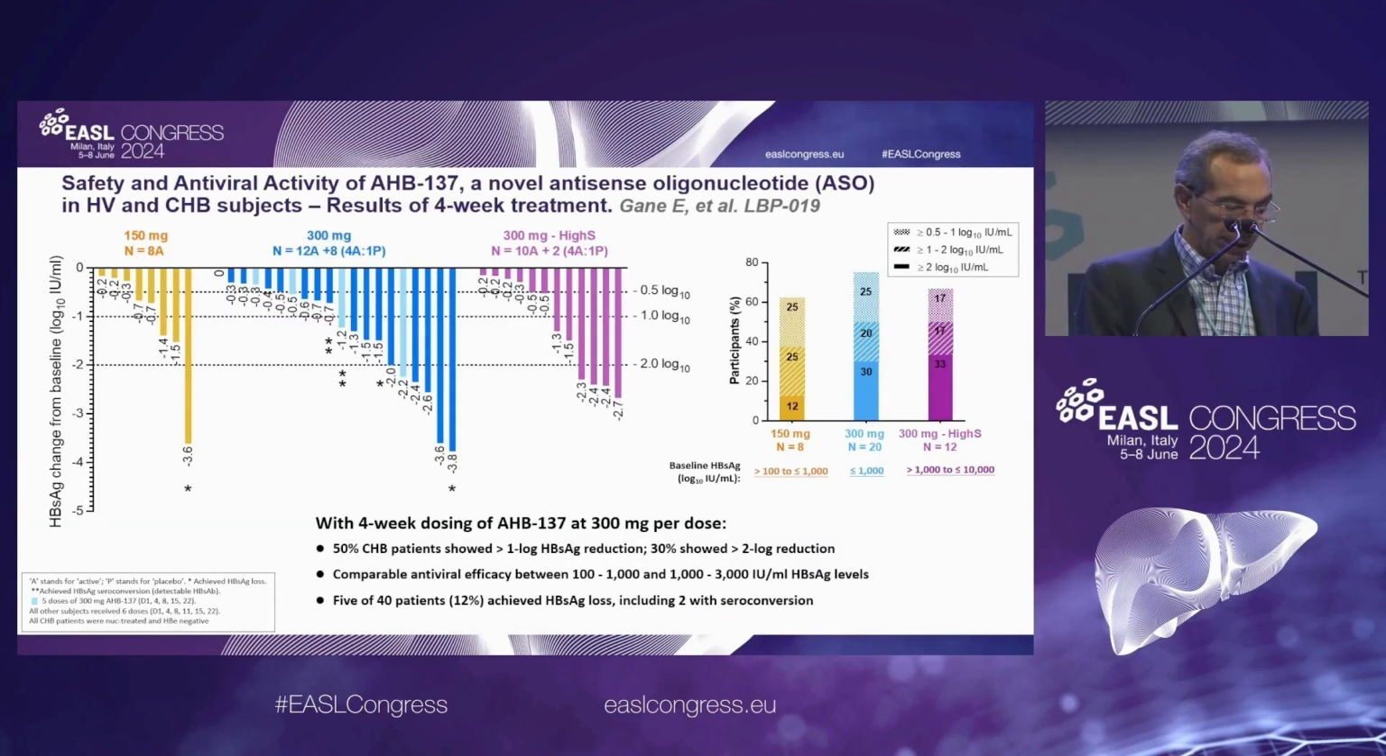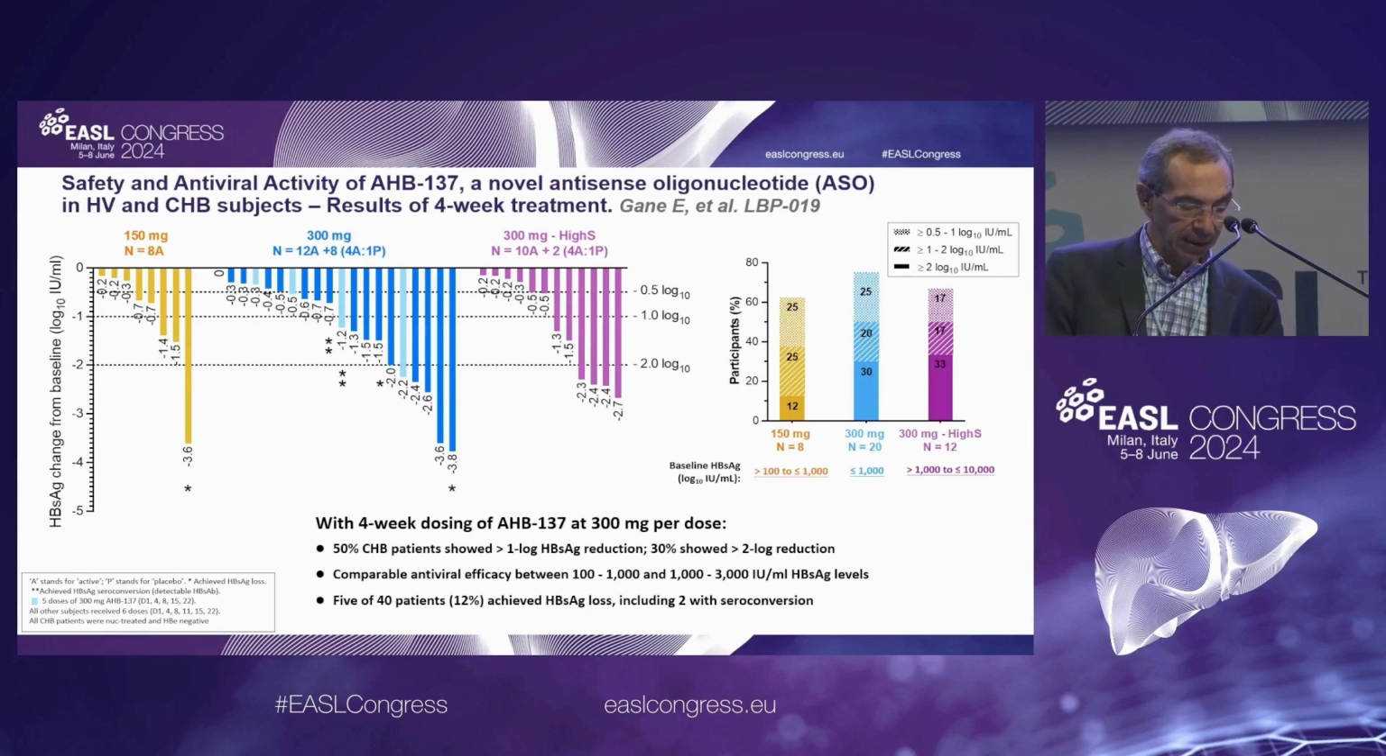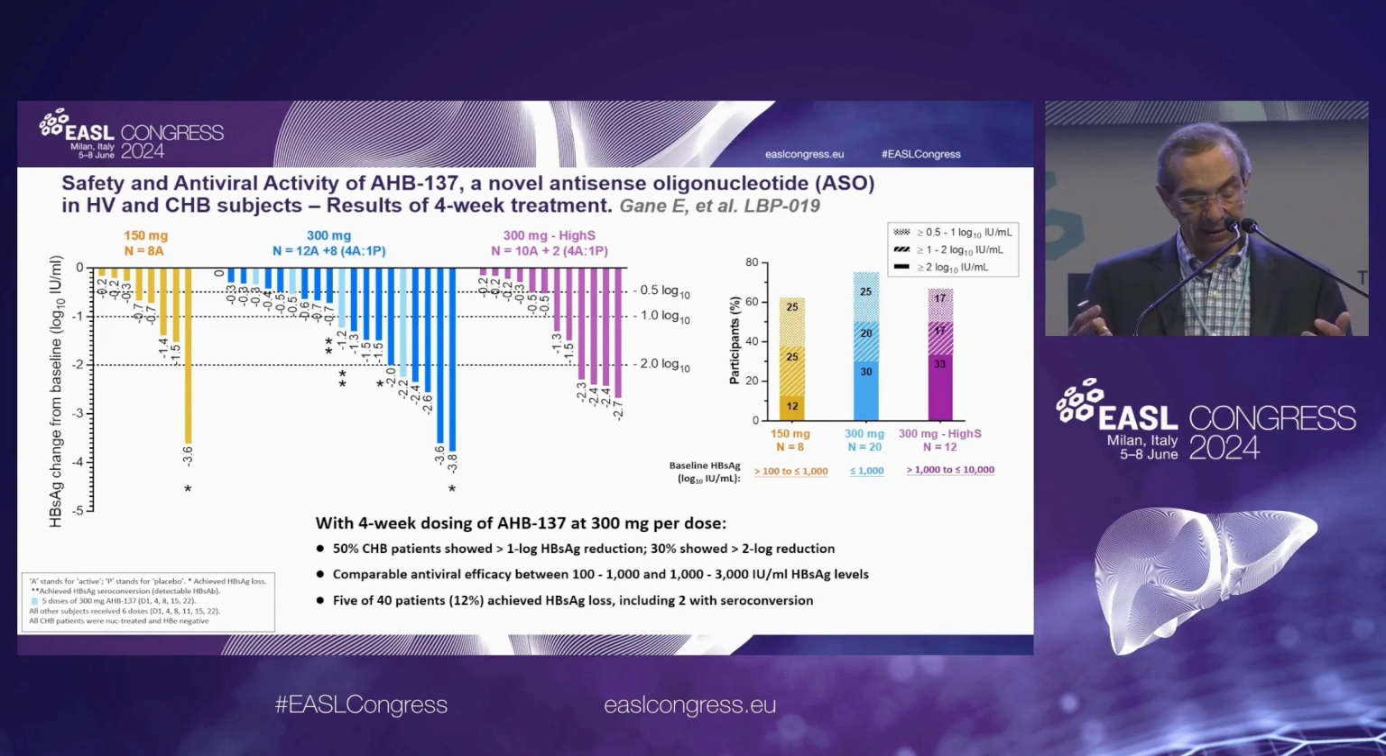Now, in addition to the siRNA combinations with other drugs, there's the antisense oligonucleotide. We know that bepirovirsen has now entered phase 3 clinical trials, and there was a very interesting, exciting study with a new ASO, AHB137, presented by Dr.